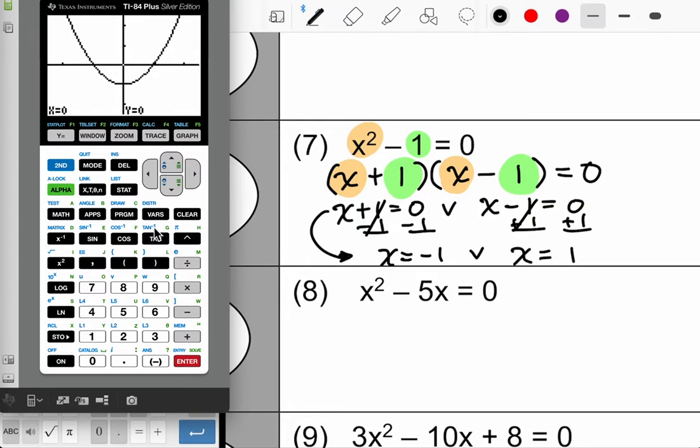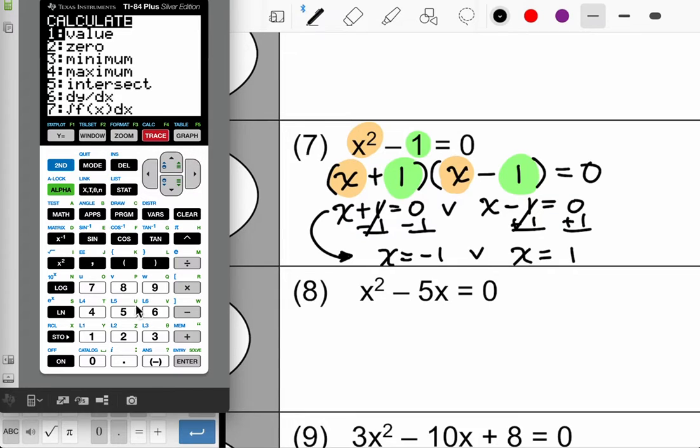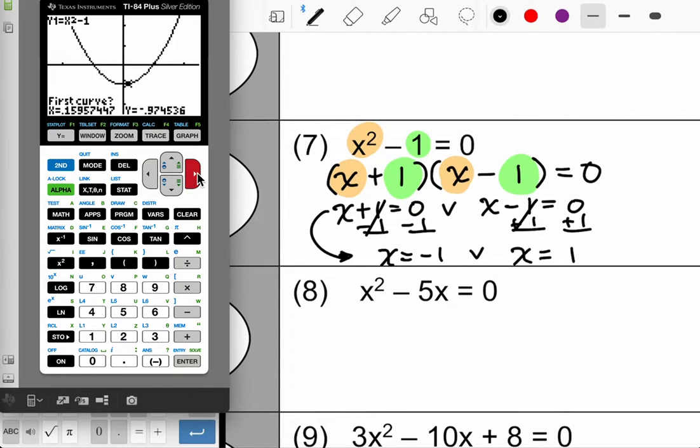But if we needed to, let's say there weren't nice clean answers, you'd use second trace 5, go to one of the 2 intersection points, and hit enter, enter, enter. And it's just the x value that we care about. So we got the 1, we would repeat the process, second trace 5, hold down the left arrow, goes a little quicker, enter, enter, enter, and you get your -1. So that'll help you backfill the factors if you need to.